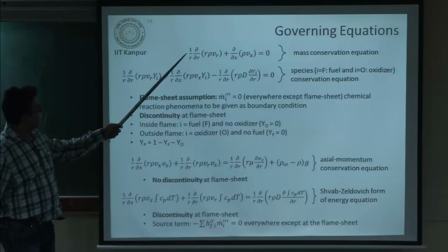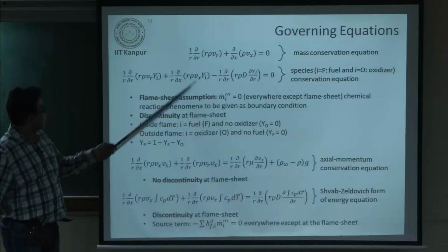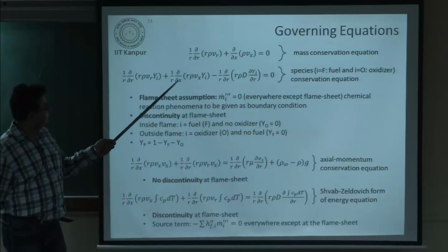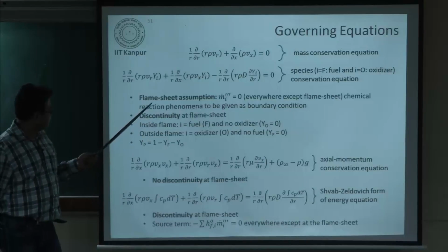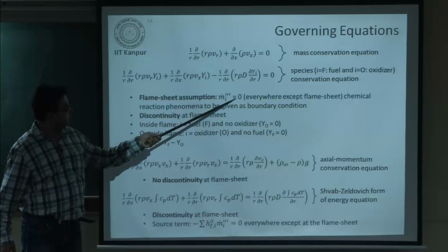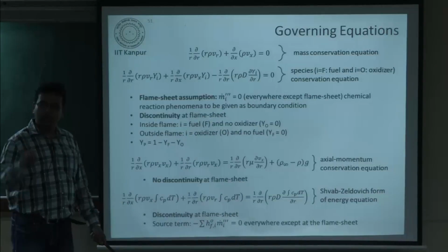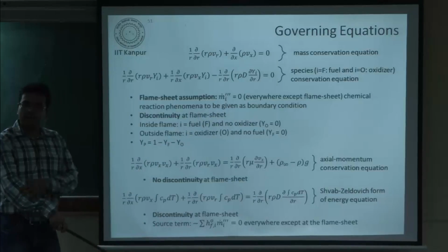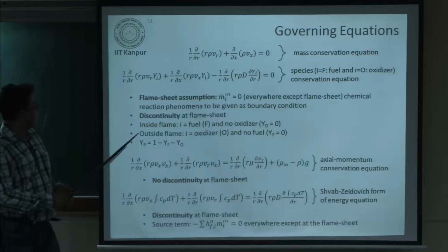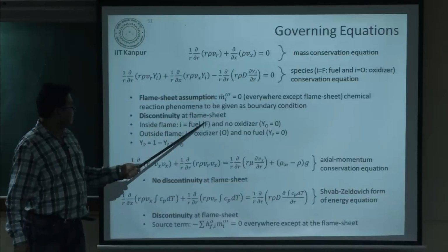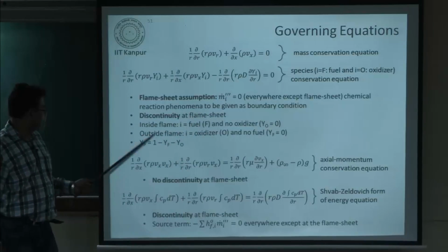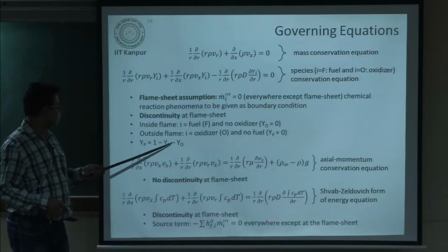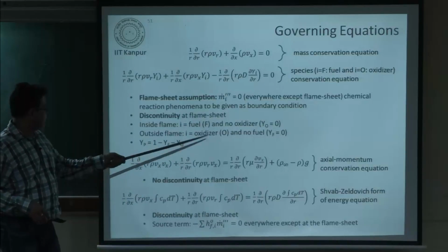Now these are the governing equations, and the equations are similar. We have the mass conservation equation and then the species conservation equation, and we are assuming the flame sheet assumption, that is, m dot i triple prime is 0 everywhere except the flame sheet. Only in the very thin region do we have the reaction rate, otherwise it is 0 everywhere. So there is a discontinuity at the flame sheet. Inside the flame we have the fuel and the product, and outside we have the oxidizer and no fuel, and there could be some product.